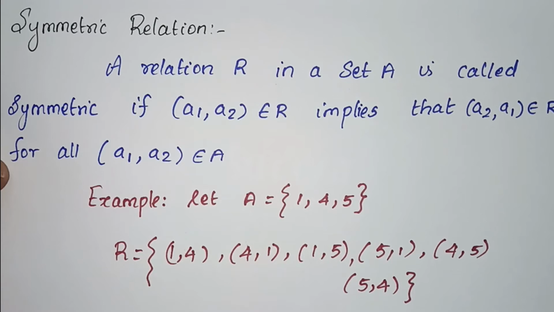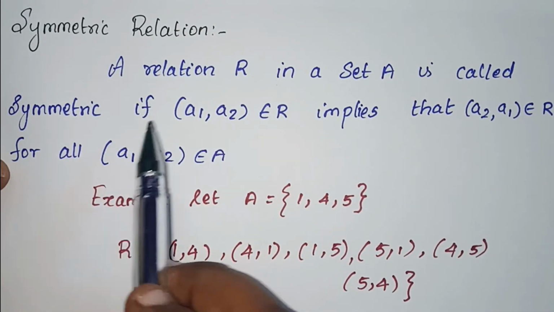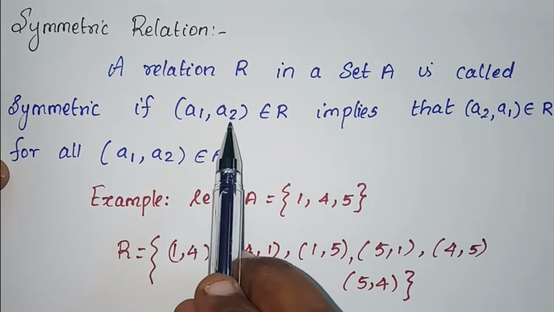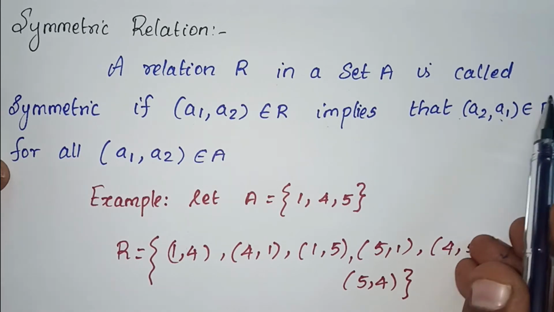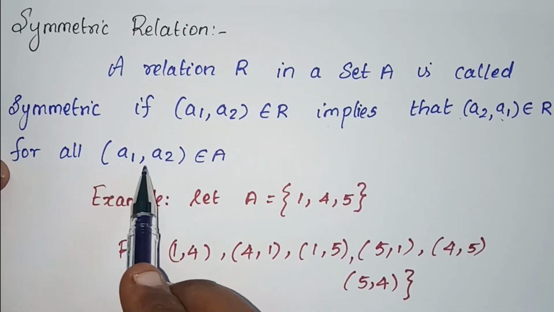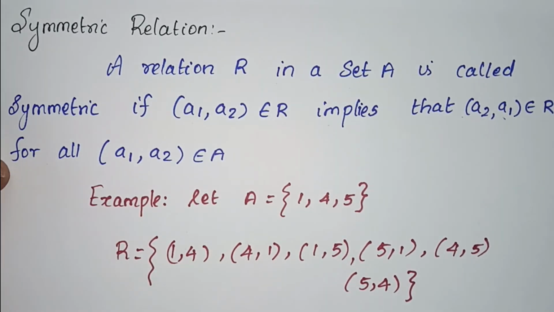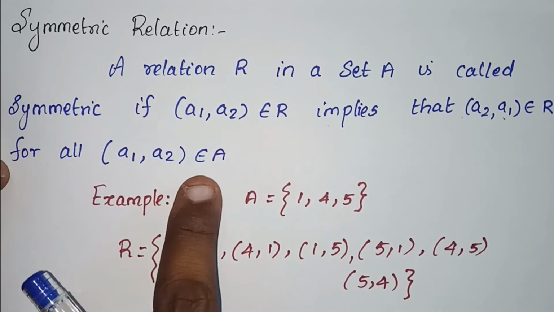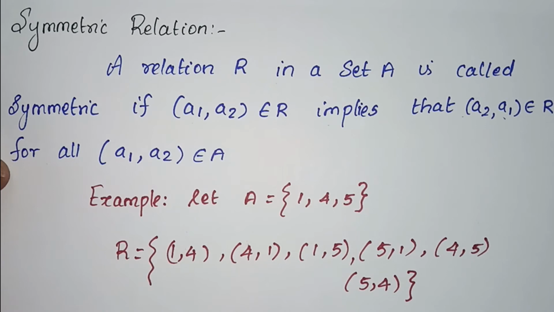Next we are going to see symmetric relation. What is meant by a symmetric relation? A relation R in a set A is called symmetric if (A1, A2) belongs to the relation implies that (A2, A1) also belongs to the relation, for all A1, A2 belonging to A. What does symmetric relation mean? Suppose set A consists of 2 elements A1 and A2. If (A1, A2) belongs to that relation, then automatically (A2, A1) also belongs to that relation.